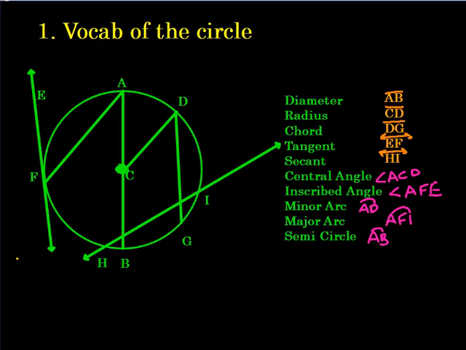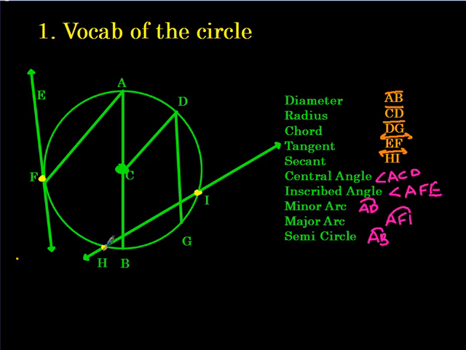A chord is any segment with two endpoints on the circle that doesn't necessarily have to go through the center, so DG would be an example of a chord. A tangent line is any line that touches the circle at one point. It touches here at F, so EF would be a tangent. A secant is any line, ray, or segment that goes through the circle at 2 points, so HI would be an example of a secant.